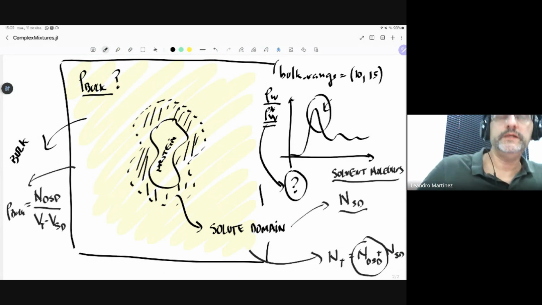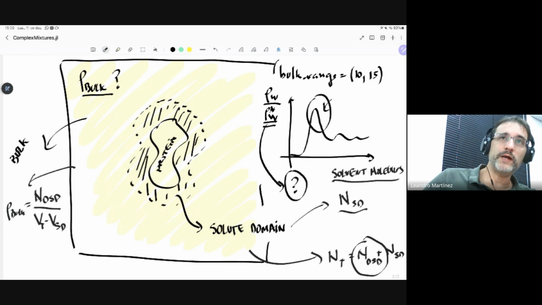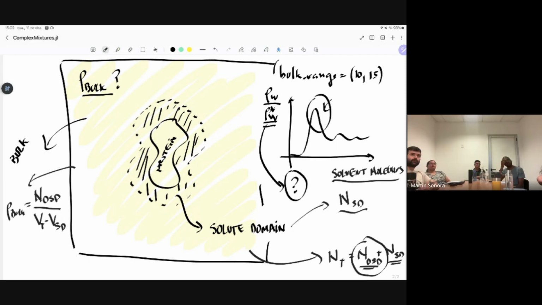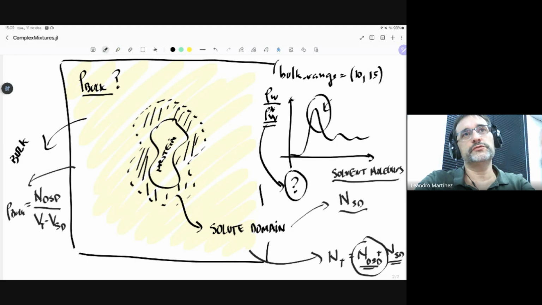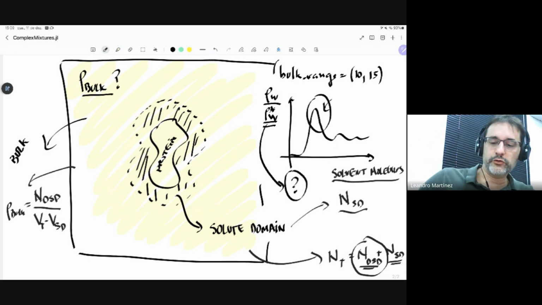This is one possibility, except that this possibility is not ideal. Why is it not ideal? Because the number of molecules inside the solute domain and the number of molecules outside the solute domain are completely correlated. So you are not really measuring two different things if you are computing the density of molecules in the solute domain and the density of molecules outside it, because they are essentially the same. One is one minus the other, relative to the total number of molecules.